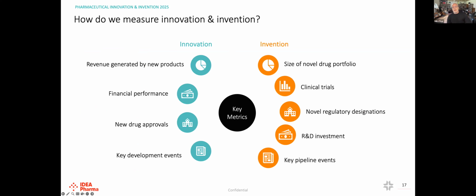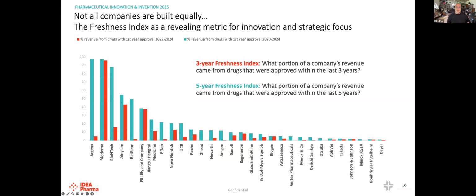Invention, all the things that you'd expect. So, things I mentioned, the novel regulatory designations, any key pipeline events, what kind of clinical trials are they doing, and what's the size of their novel drug portfolio. But this next slide kind of shows why, when we started looking at this more closely, why we started getting excited about the numbers that we were seeing.